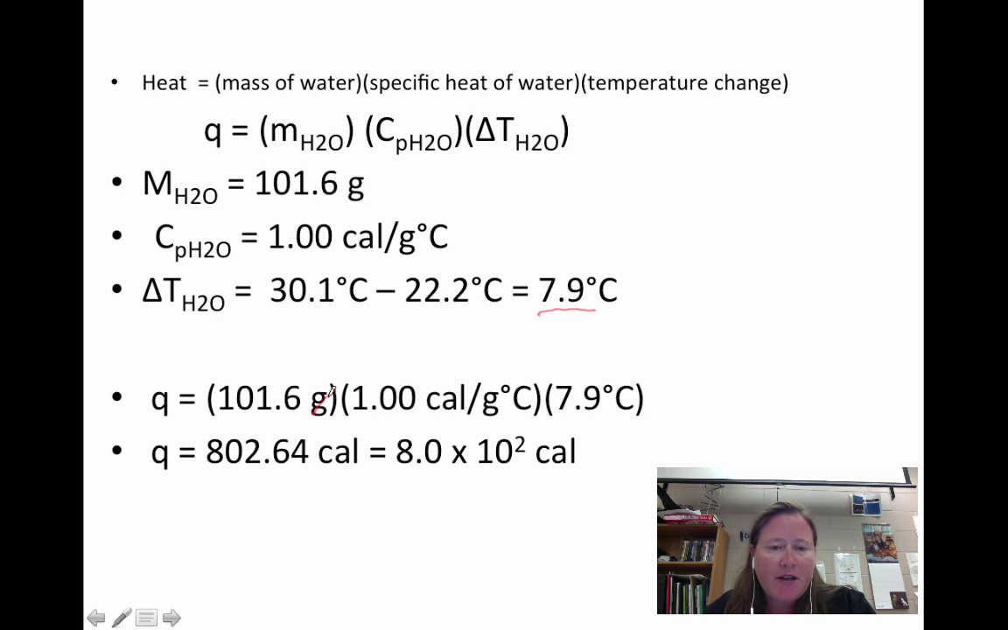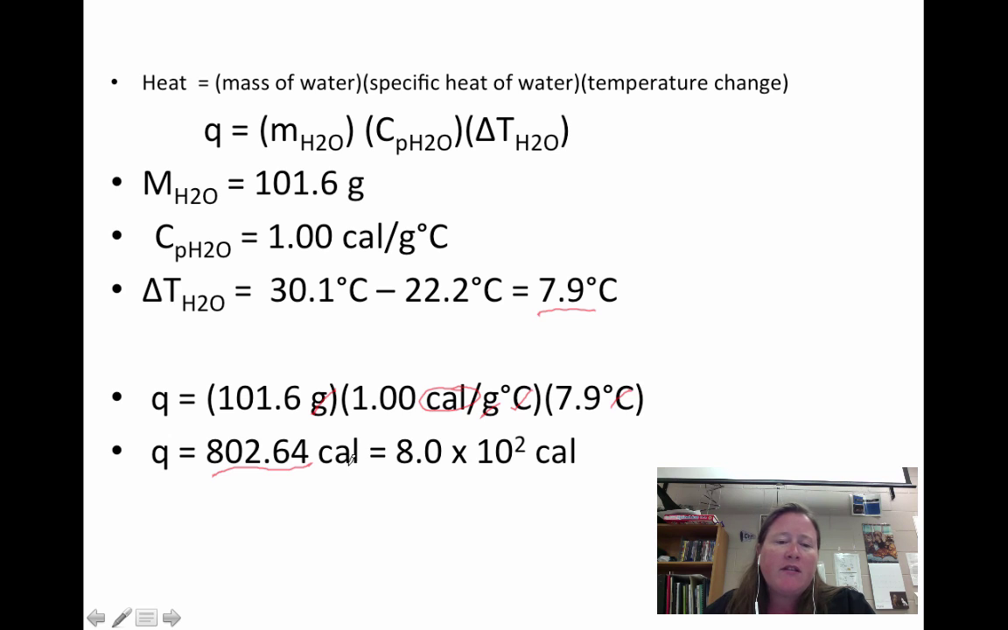Grams is on the top here and on the bottom here. Since it's calorie per gram per degree Celsius, the grams units cancel. Degrees Celsius is on the bottom as well, and since it's on the top here, degrees Celsius cancels, which leaves your answer in calories. When you plug those numbers into the calculator, it says 802.64 calories.